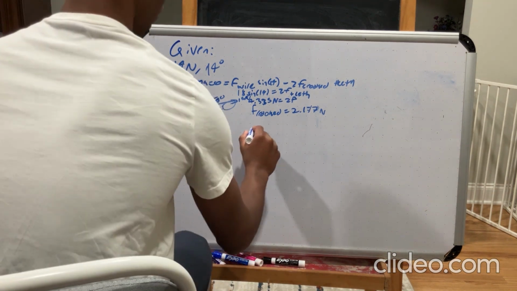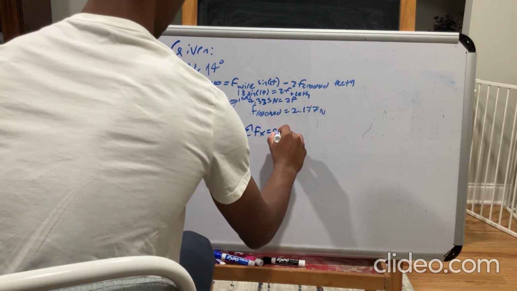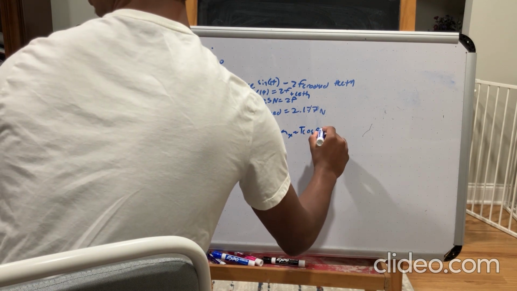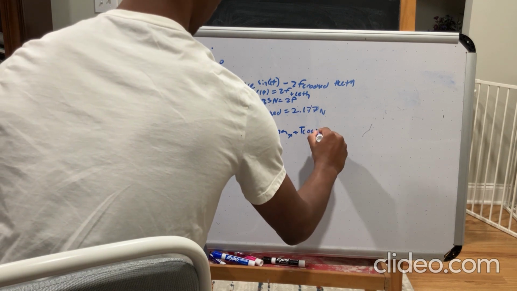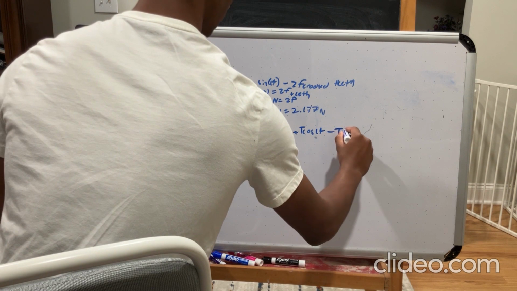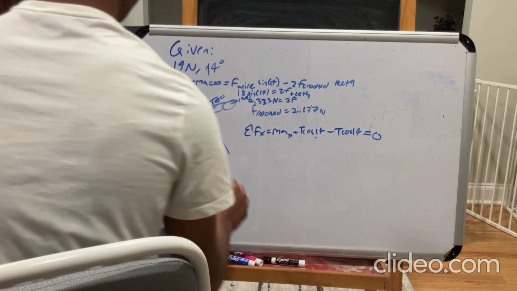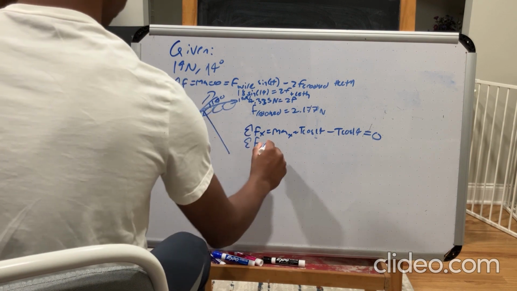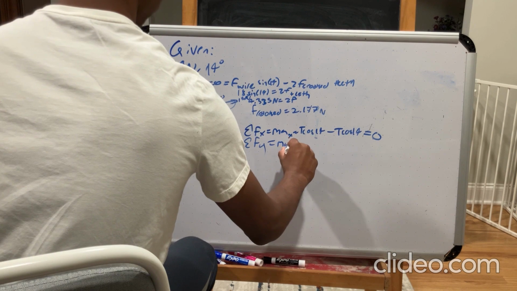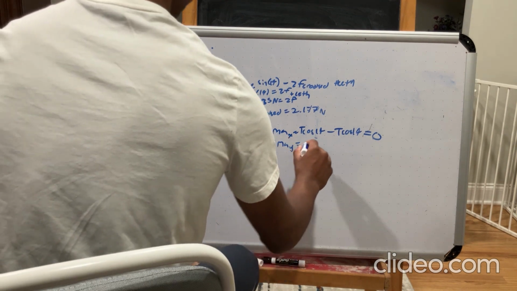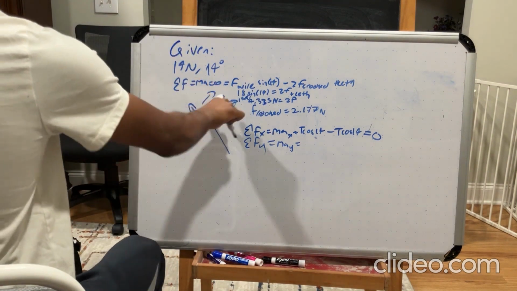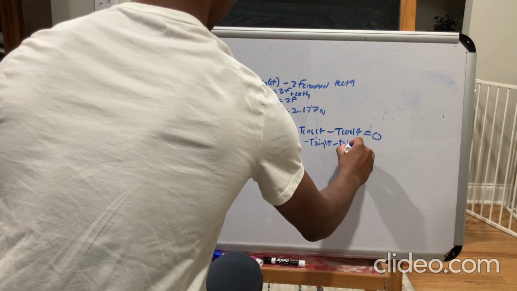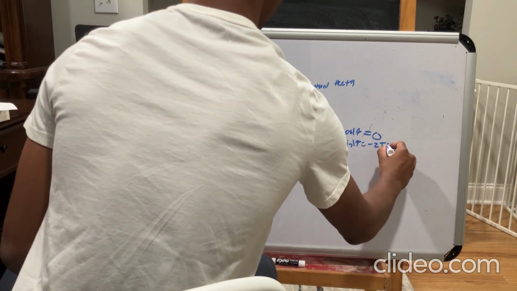So the sum of F_x equals ma_x equals T cosine theta, or you put the degrees, T cosine 14 minus T cosine 14, which equals 0, because they are pulling in opposite directions, canceling each other out. In the y direction, going inwards towards the teeth, same thing, ma_y, but this time, since the sine direction is both in the same way towards the teeth, it would be negative T sine of 14 minus T sine of 14, which equals negative 2T sine of 14.